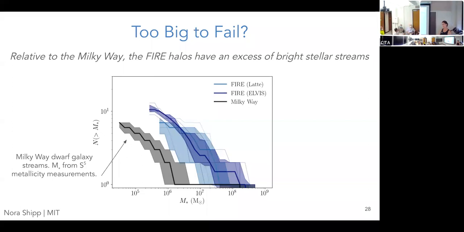So how long do these streams persist as identifiable streams in your simulations? It varies, but some of them for a long time. It depends on the orbits they're on. So it can even be like 10 gigayears. Oh, wow. Yeah.